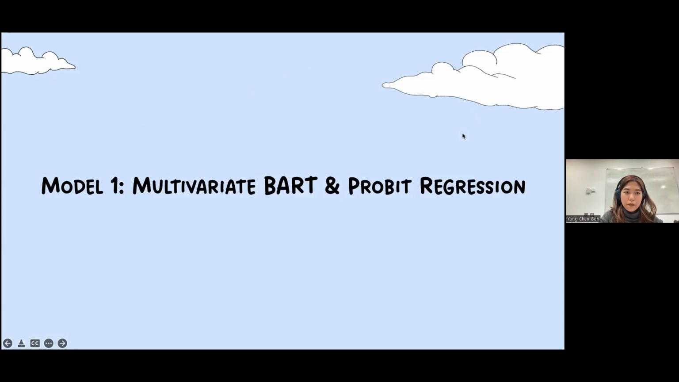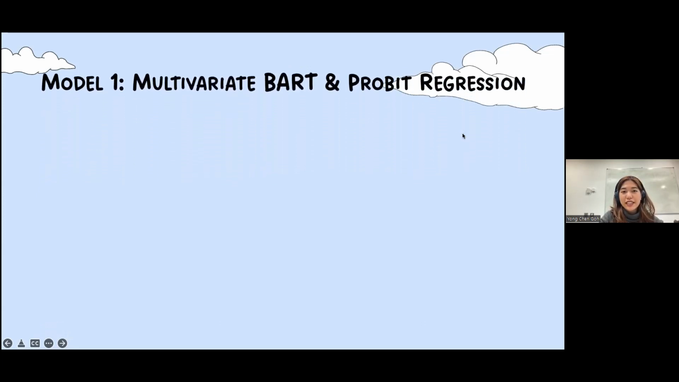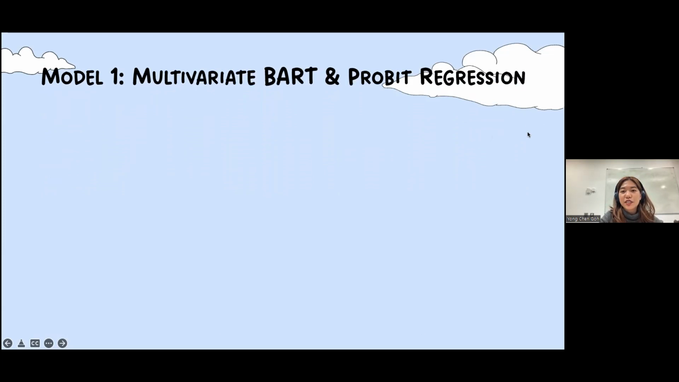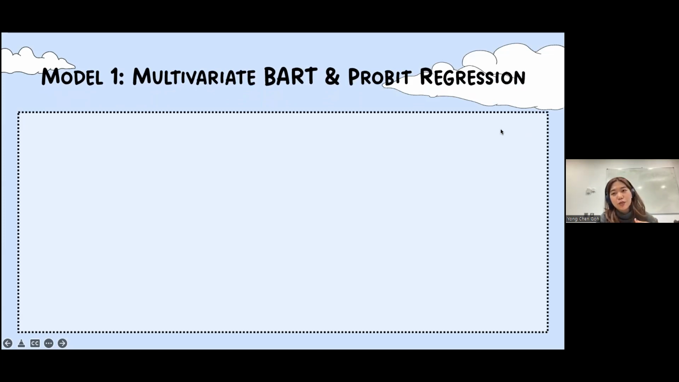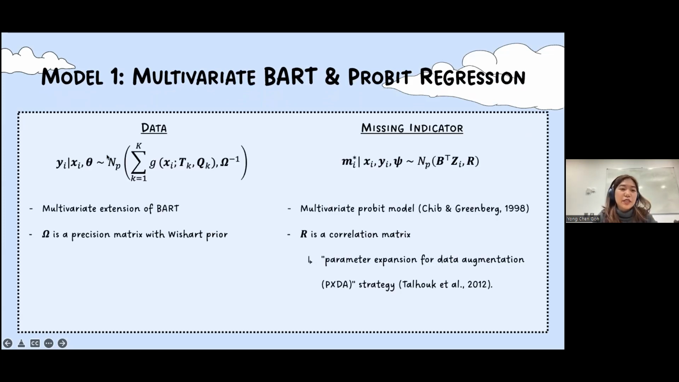So the first model that we have is basically a multivariate version of the BART model and a multivariate version of probit regression. And this is what it looks like. Here, Y is a p-dimensional vector. Omega is our precision matrix. Similarly, M is a p-dimensional vector as well. B is our matrix of parameters. From before we had beta 1, beta 2, beta 3, but now instead it's a matrix of betas. And then R is a correlation matrix.